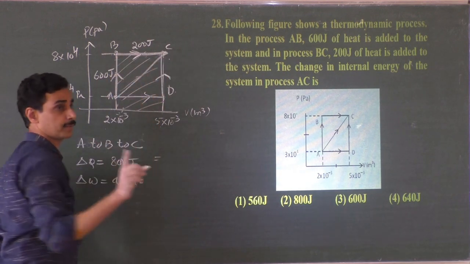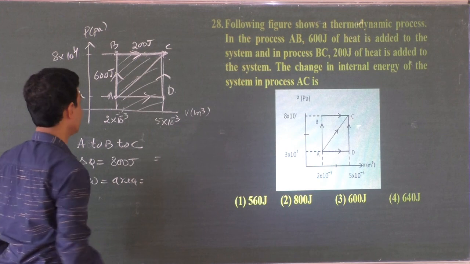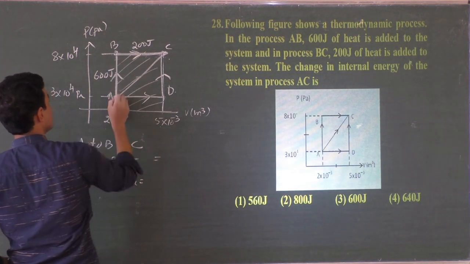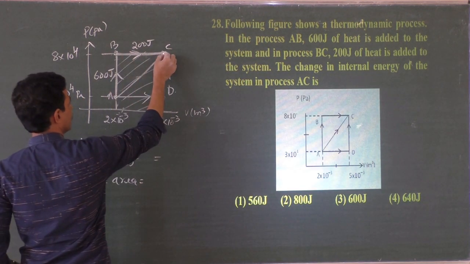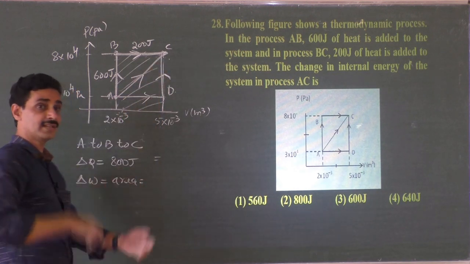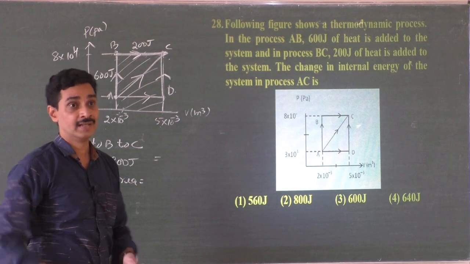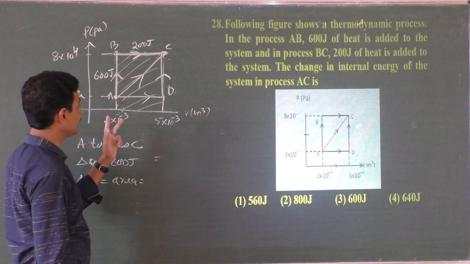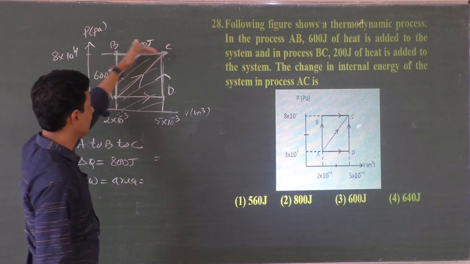Remember, this is not a cyclic process. Why is it not a cyclic process? You are moving from A to B, that means increasing the pressure and increasing the volume. You don't return back to A. Then what is this A to C, sir? A to C is another process. It is a different process. They are asking you, what is the change in the internal energy when you move through the process A, B, C?